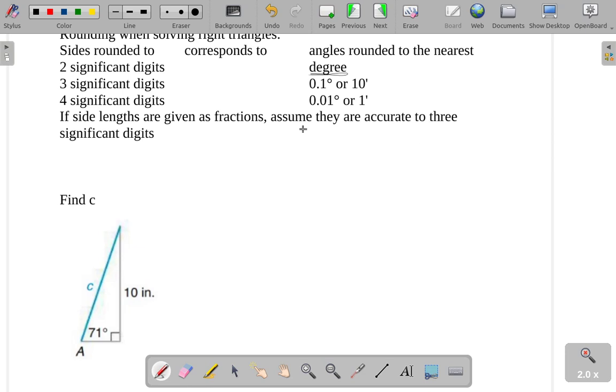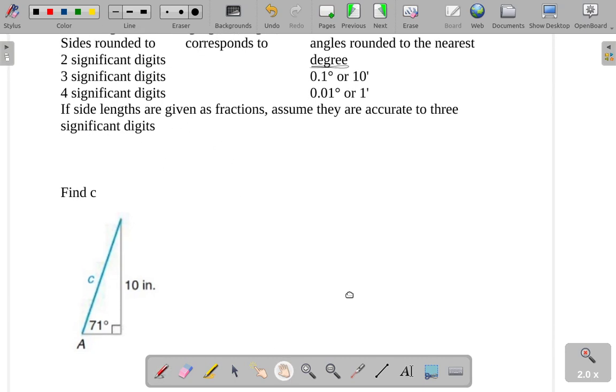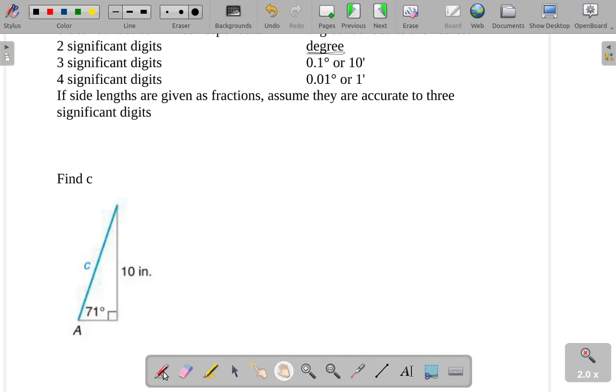So this one says get everything accurate to three significant digits. Oh wait, no, this says if side lengths are given as fractions, assume they're accurate to three significant digits. That's the other assumption we're going to be making here. All right, if we want to find C in this particular right triangle, well, I know this angle is 71 degrees. I have a 90-degree angle here, so we're dealing with the right triangle. I know the side that's opposite, and I'm looking for the hypotenuse.